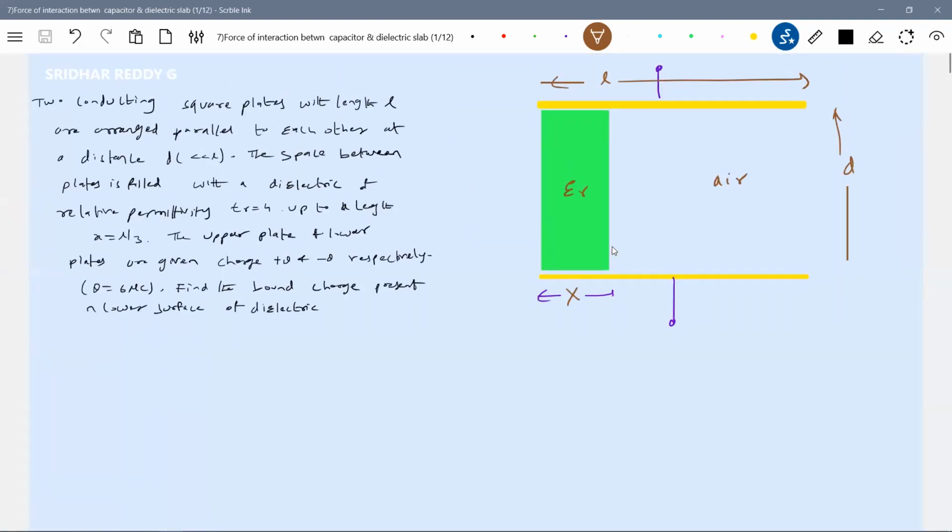Let's get into the question. The conducting square plates with length L are arranged parallel to each other at a distance D, very much less than L. This is a capacitor only. There's a distance D, there's the square plate of length L. Only in this region, a dielectric slab is put up. Then he's asking, find the bound charge present on the lower surface of the dielectric. Bound charge, I think it's there in S.U. Varma. Find the bound charge.